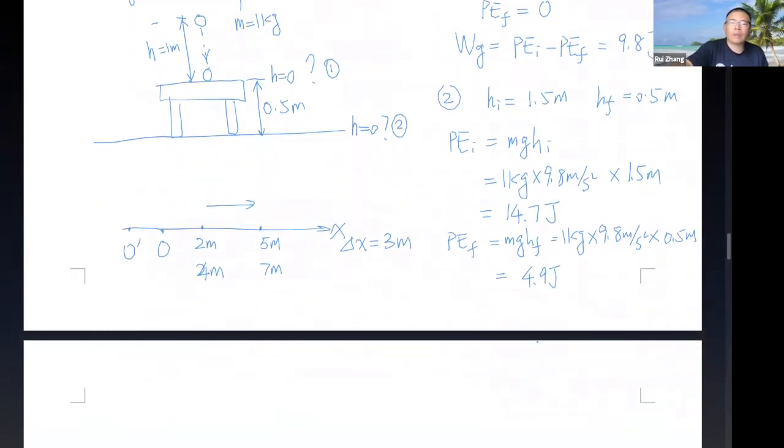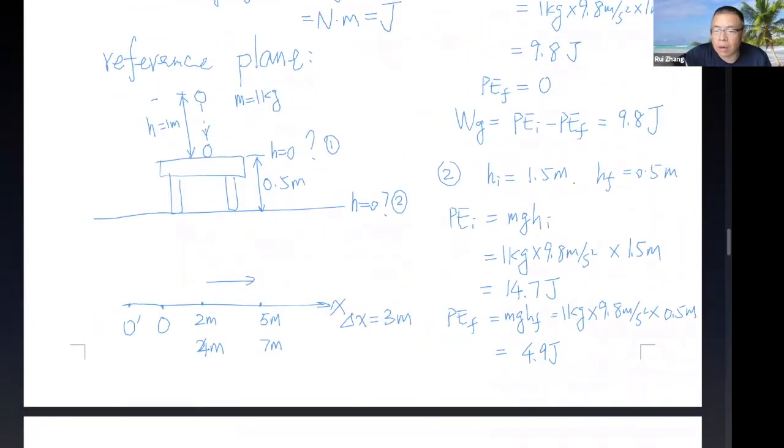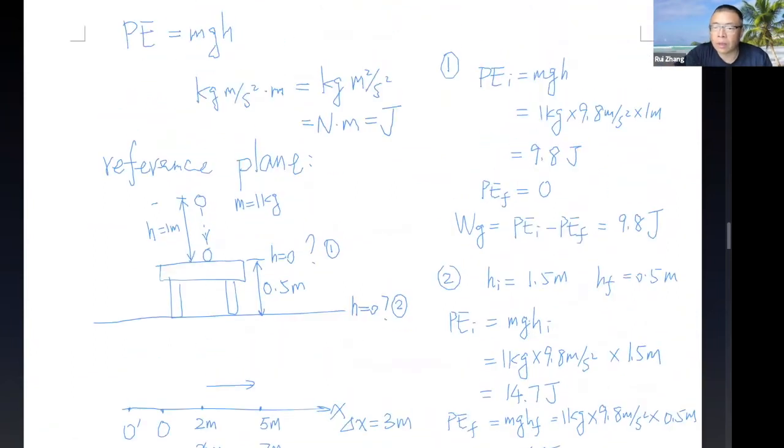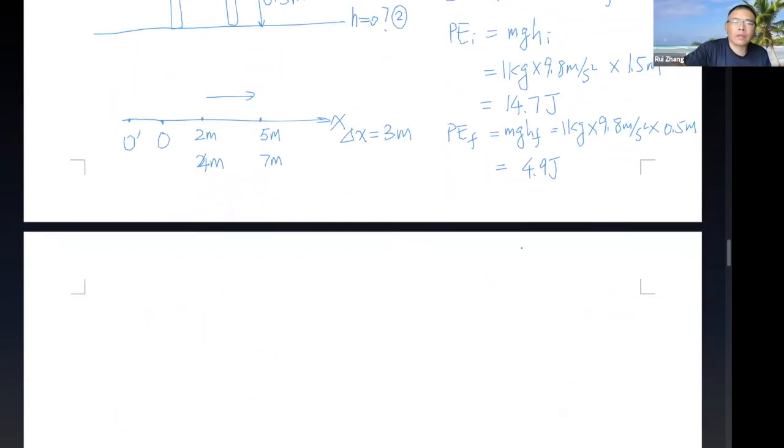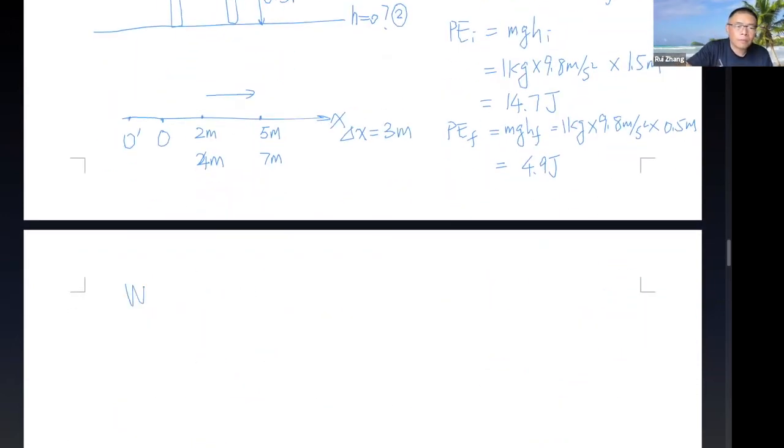And the difference, look at these two numbers here, 14.7 and 4.9. They're totally different from these two numbers, 9.8 and 0. But when you calculate the difference, you get 14.7 minus 4.9, and that's going to give you 9.8.